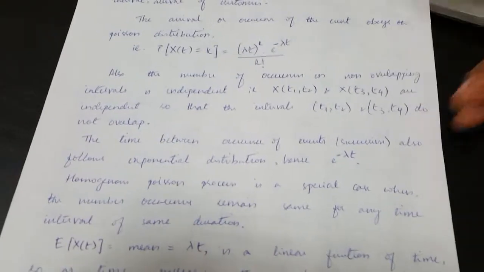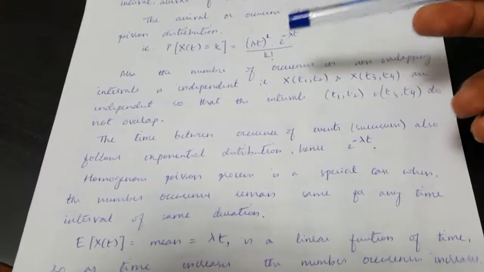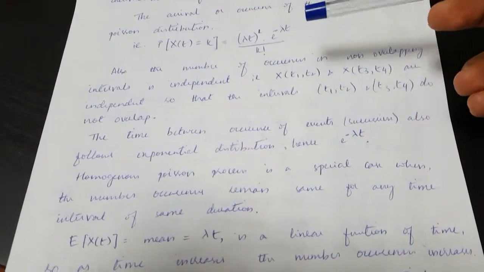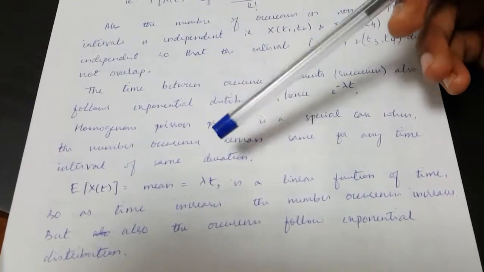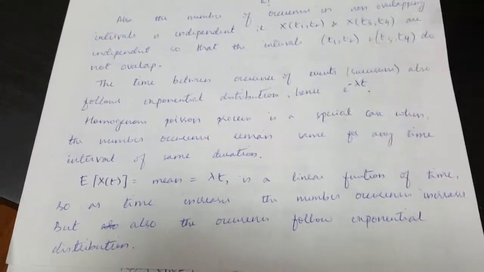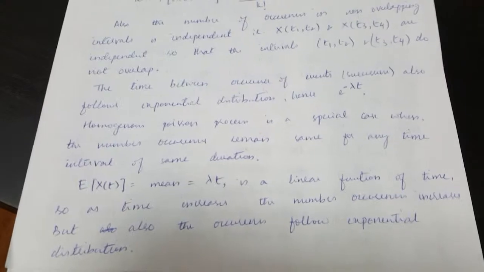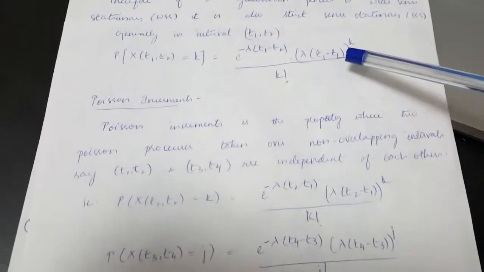Suppose we consider a supermarket, the number of people coming to a supermarket, it is a non-homogeneous Poisson process, because for the same interval of time on a weekday, the number of people who come might be less than on a weekend. So the mean is lambda t. It's a linear function of time. As the time increases, the number of occurrences increases, but the inter-arrival times also follow exponential distribution. So this is the expression for a Poisson process.